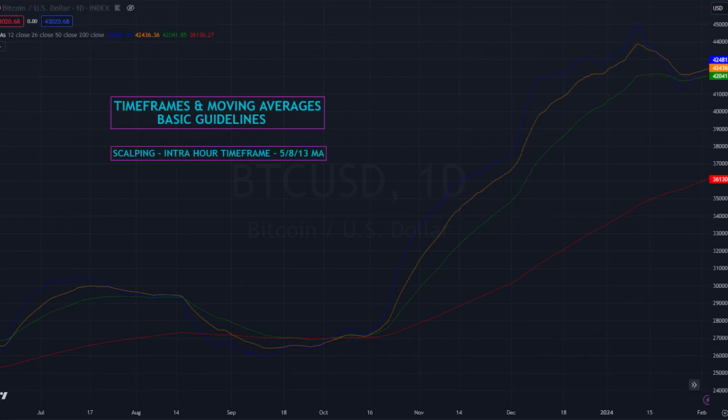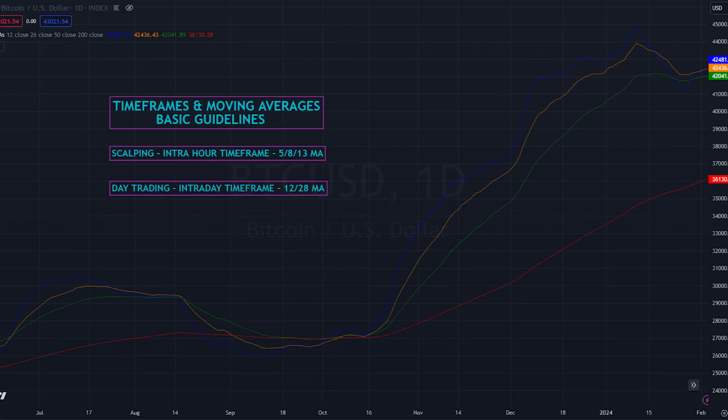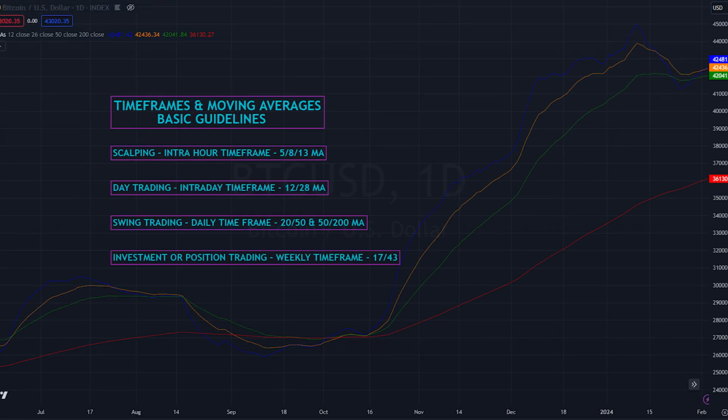For scalping, you're going to be in the intra-hour time frame, and your EMAs are going to be 5, 8, and 13. For day trading, you'll be on the 1 hour, 4 hour time frame, and around there, your EMAs will be 12 and 28. For swing trading, you're going to be on the daily time frame, and you're going to use EMAs of 20, 50, and 52, 200. For investment or position trading, you're going to be on the weekly and above, and you're going to set the EMAs to 17 and 43.